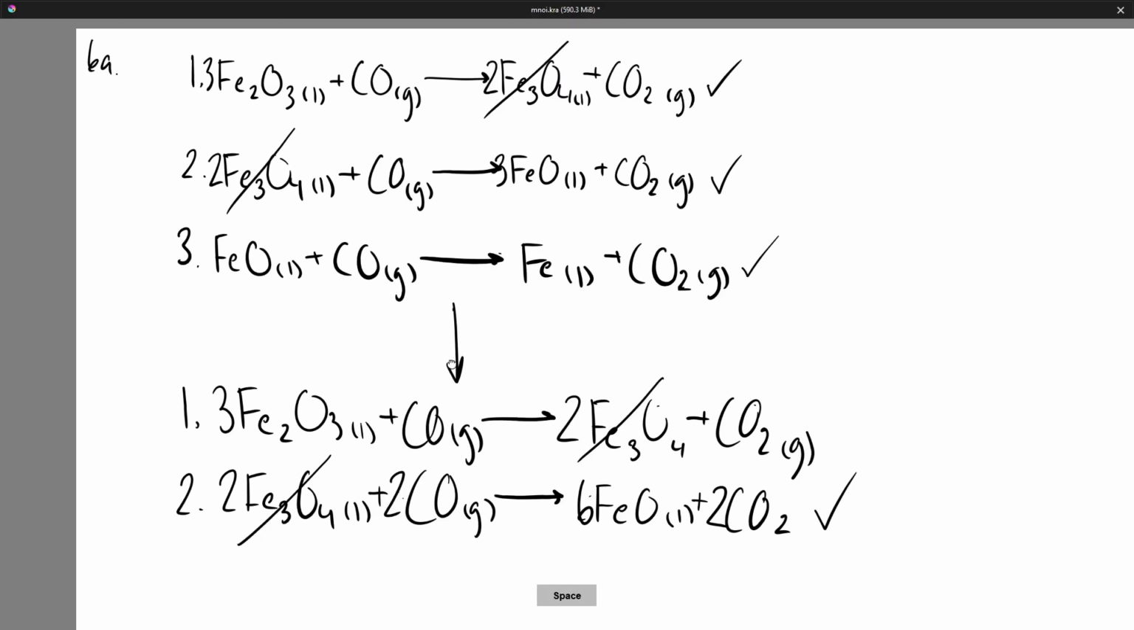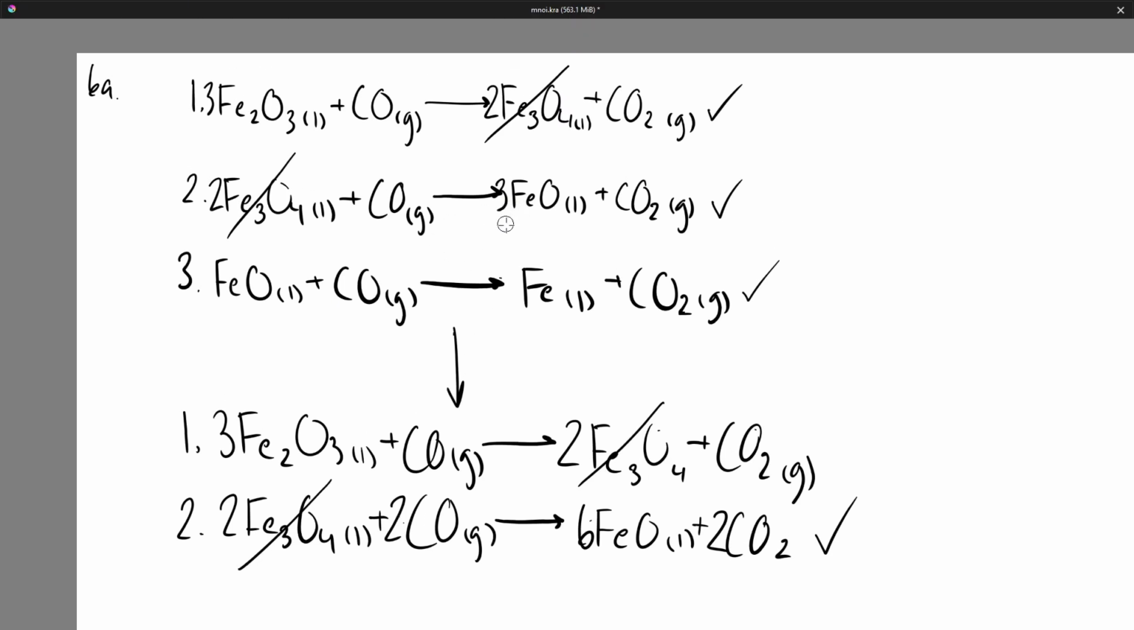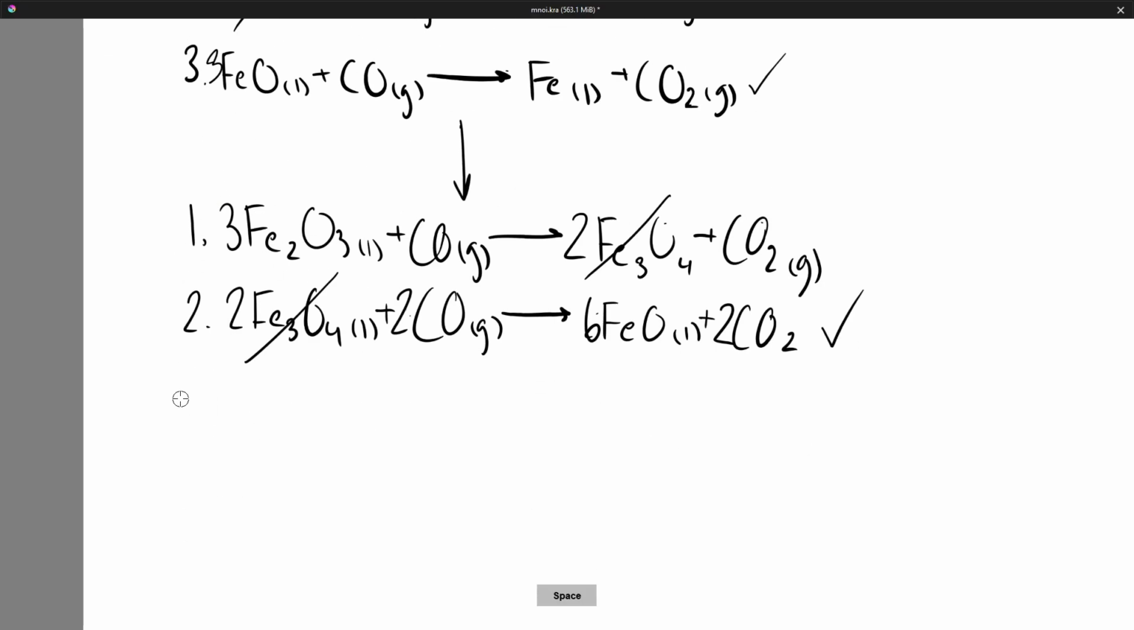Yeah, let's just show that. And now we want to cancel out these iron 2 oxides. So we want to put a 3 coefficient here. So let's bring that down. Or sorry, it's a 6 now, because now there's 6 iron 2 oxides here. So instead of a 3, you put a 6. And CO2 again.